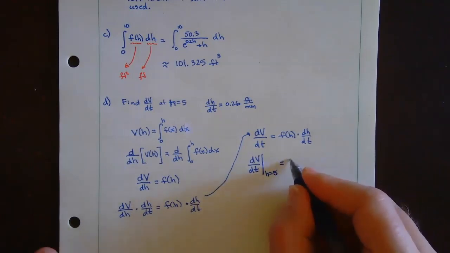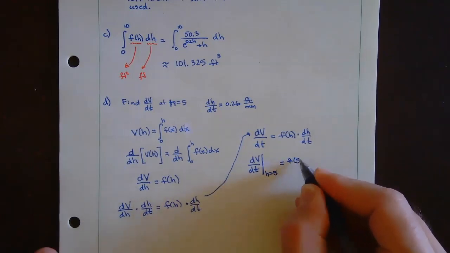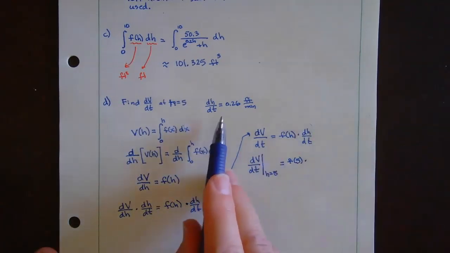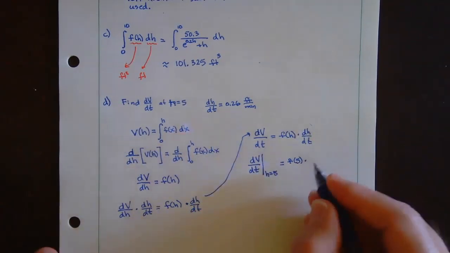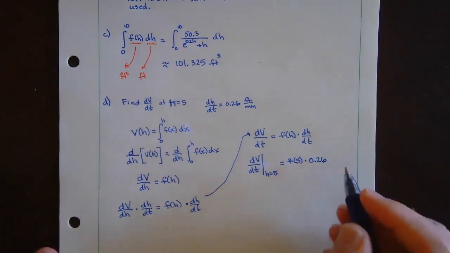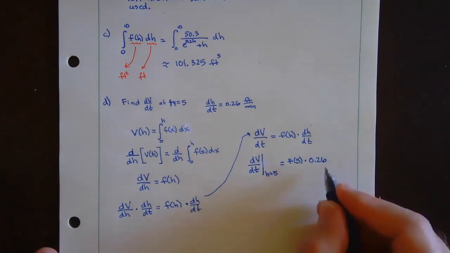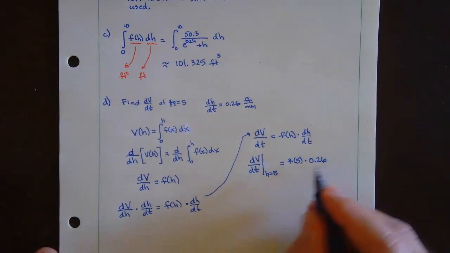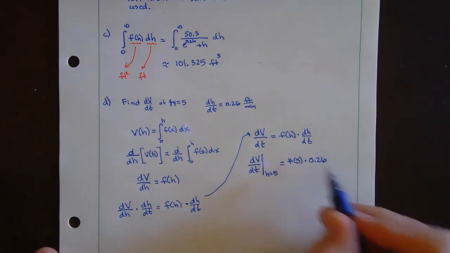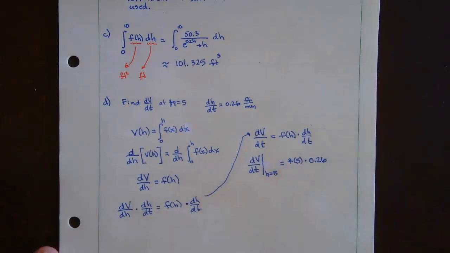So this is equal to f of 5 times the rate of change of the height. Well, we have that, right? It's constant. It's 0.26, so times 0.26. Now remember, this is feet per minute. The units of F, anything you put into F, is square feet. So what we're going to get out of this is cubic feet per minute, which makes sense. That's what we should get if the volume is changing.